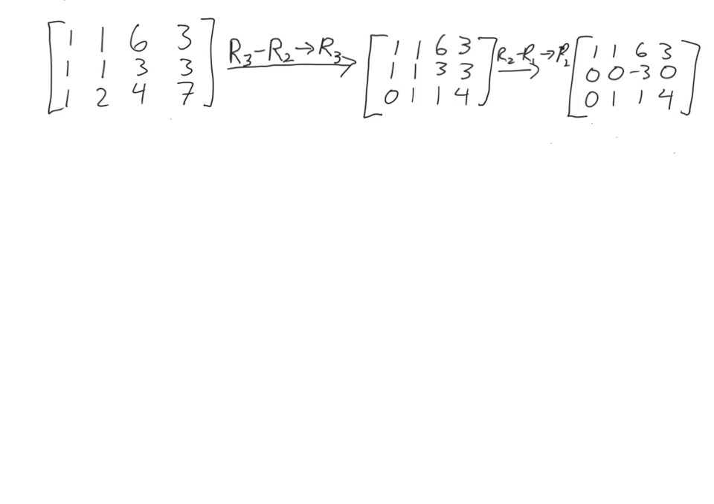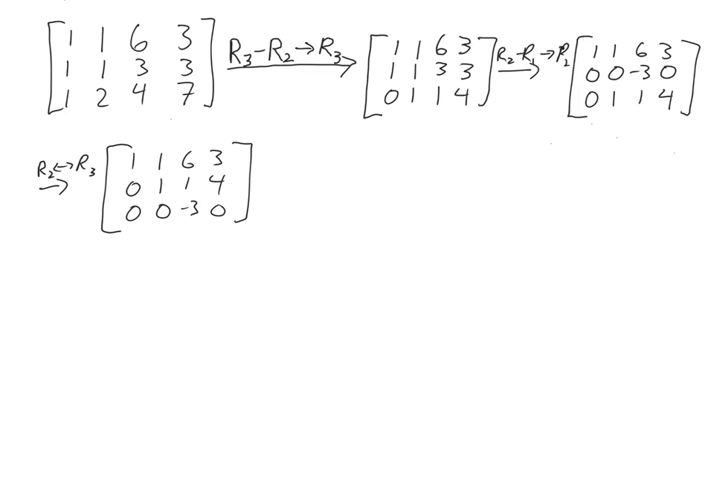Now, if you notice, this row right here already has 2 zeros, and I wanted the 2 zeros to be down here. So I'm going to switch these 2 rows to make less work. So I am going to switch row 2 with row 3, which then gives me 1, 1, 6, 3, 0, 1, 1, 4, 0, 0, negative 3, 0.